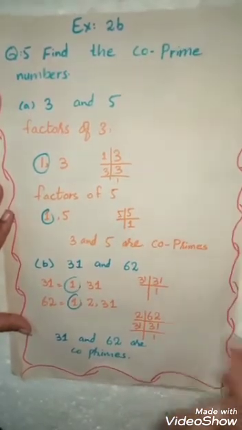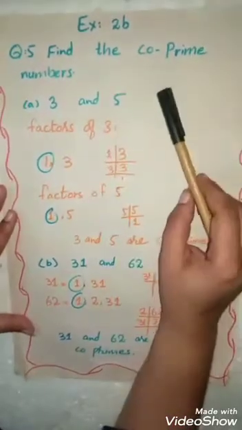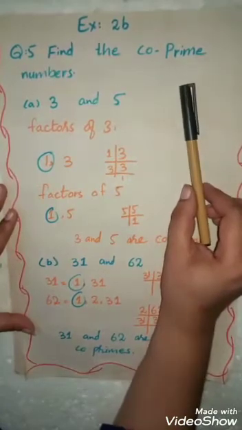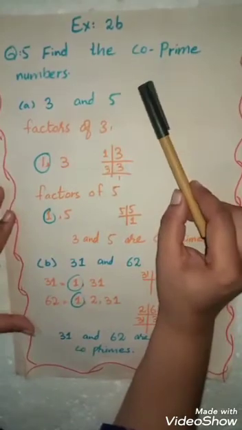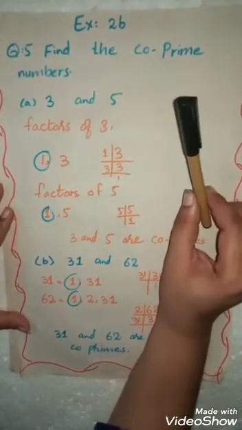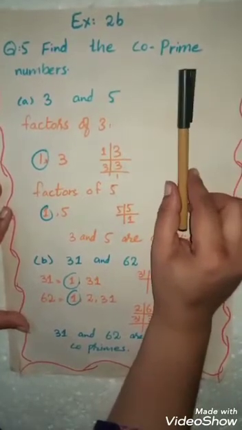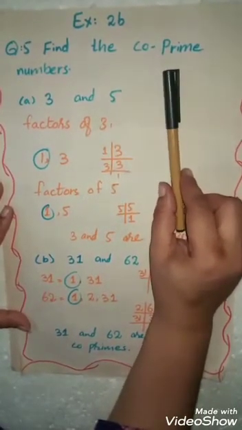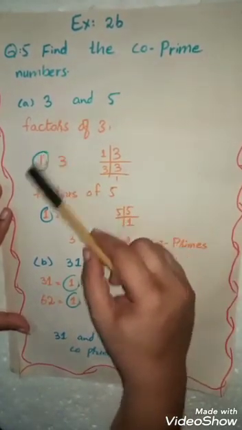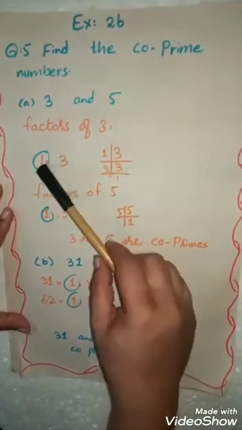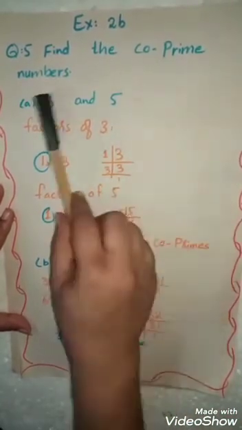Here we have question number 5 of exercise 2B, which is to find the co-prime numbers. First of all, you have to learn what co-primes are. Students, numbers are co-prime if they have only one common factor, that is 1. If the number 1 is their only common factor, then the numbers are co-prime. And if they have more than one common factor, meaning more common factors besides 1, such as 3, 4, 5, they are not said to be co-prime numbers.